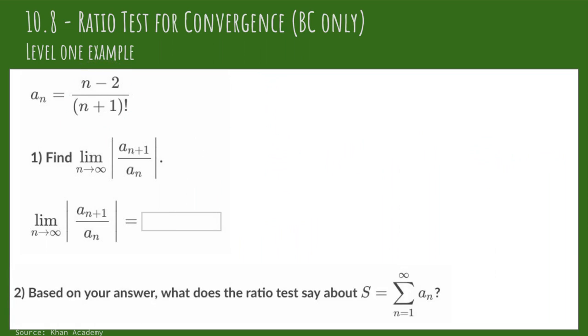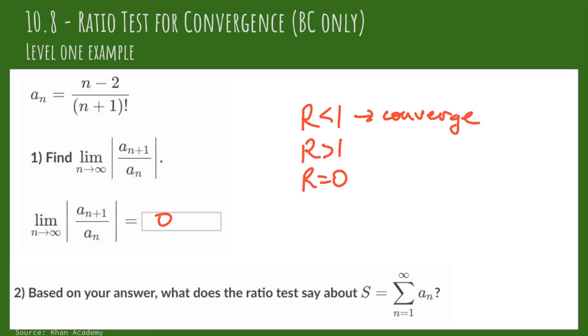So then question number 2, based on that answer, what does the ratio test say about the sum of this series? Well, if we look at the sum of this series, remember the ratio test gives us 3 options. If r is less than 1, one thing's going to happen. If r is greater than 1, another. And r is equal to 1, another. So if r is less than 1, it's going to converge. And that's going to be our answer here.